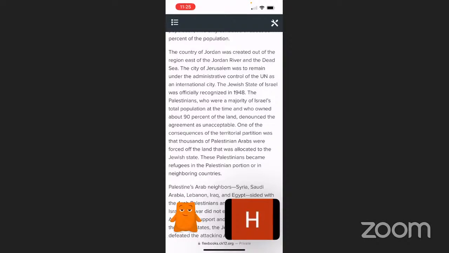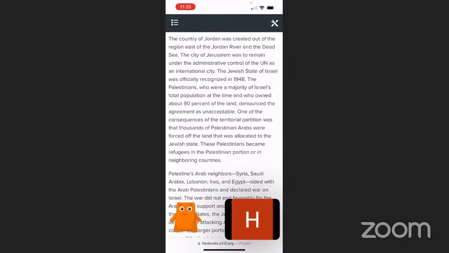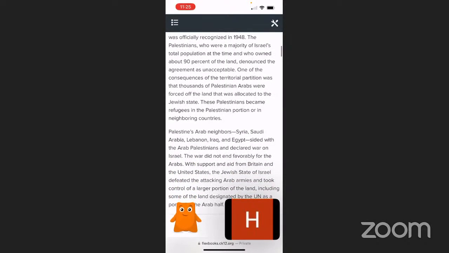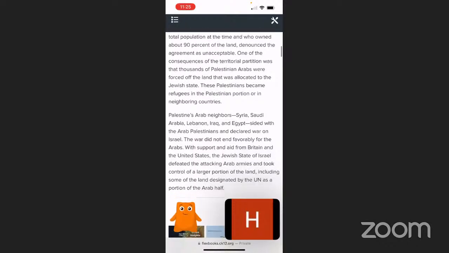The Palestinians, who were a majority of Israel's total population at the time and who owned about 90% of the land, denounced the agreement as unacceptable. One of the consequences of the territorial partition was that thousands of Palestinian Arabs were forced off the land that was allocated to the Jewish state. These Palestinians became refugees in the Palestinian portion or in neighboring countries.